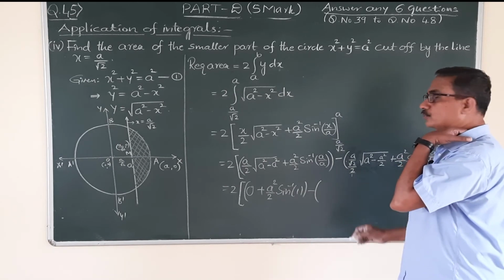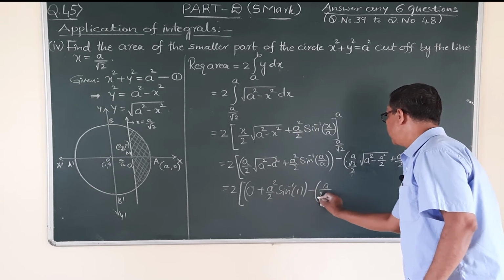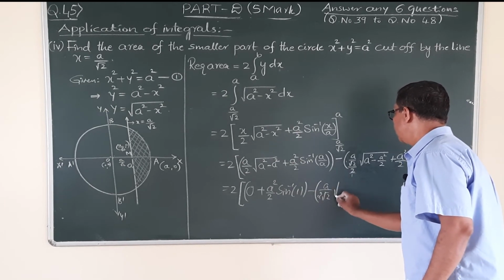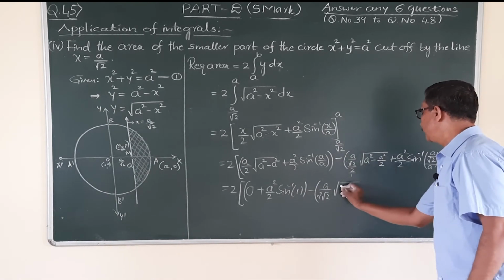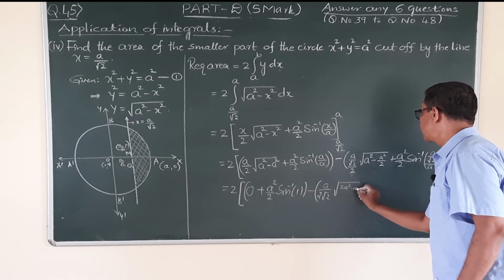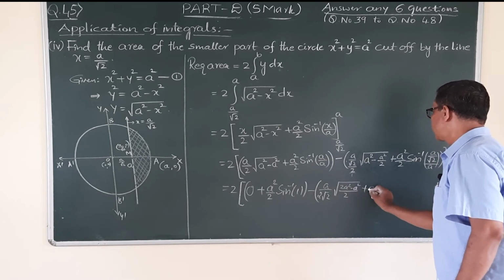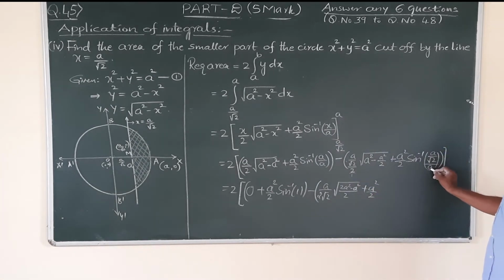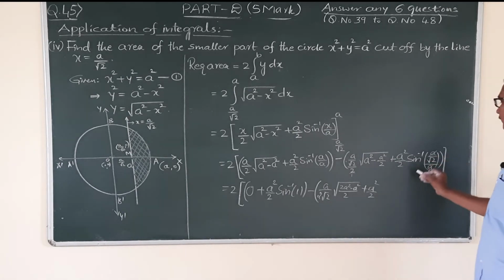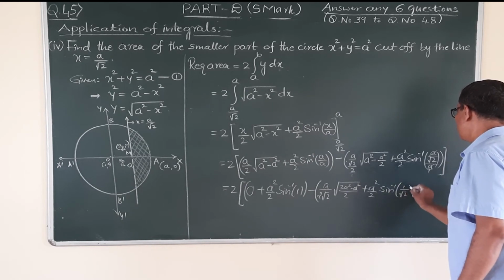So 2 can be written as 2 by 1, that 1 goes to the numerator, that 2 goes to the denominator, that is a by 2 root, into root of, take the LCM, LCM is 2, that is 2a square minus a square divided by 2, plus a square by 2. Now that a by root 2 divided by a by 1, that 1 goes to the numerator, that a goes to the denominator, a cancels, that is sine inverse of 1 by root 2.